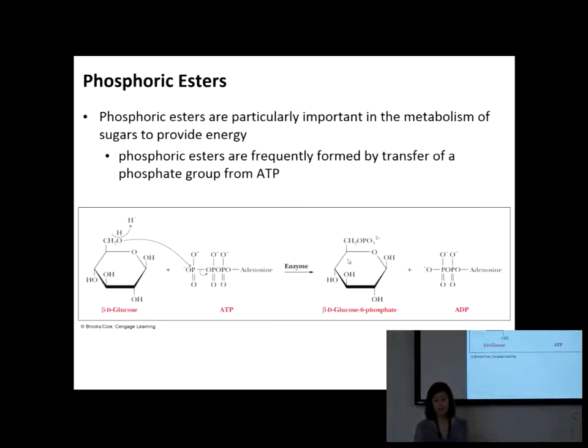This keeps the glucose in the cell. It's sufficiently charged that it's not going to get back through the permease enzyme, so it's going to stay within the cell at this point. But we're going to study this reaction next chapter when we take a look at glycolysis. It requires energy, and of course it's controlled by an enzyme. And this is called a phosphate ester here.